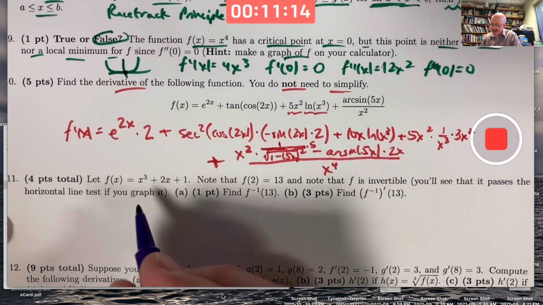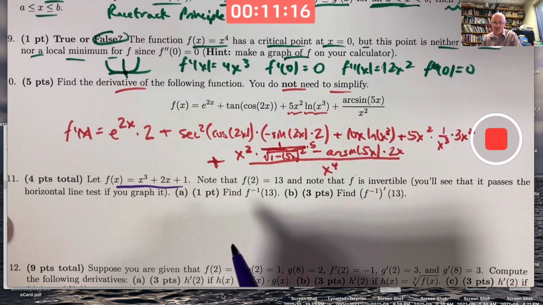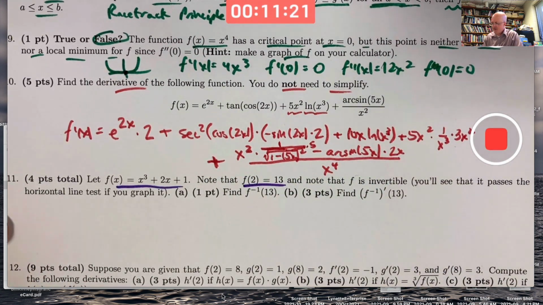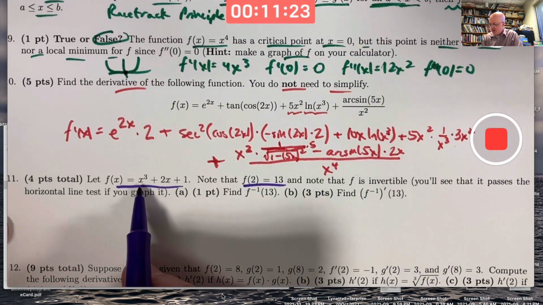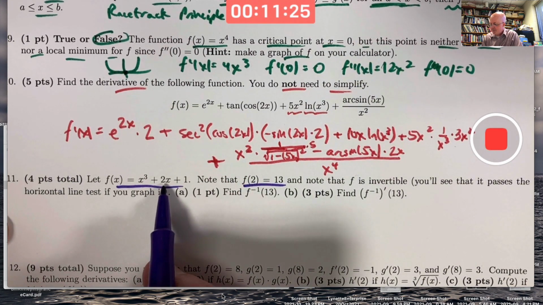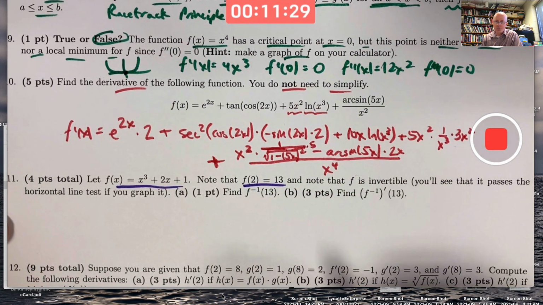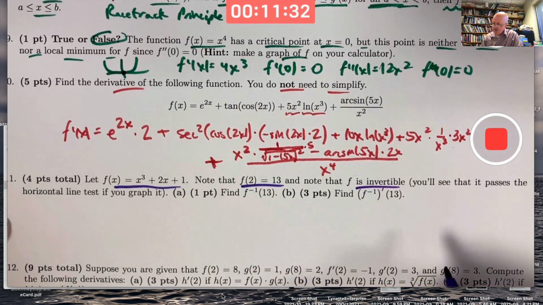All right. Let f of x equal x cubed plus 2x plus 1. Note that f of 2 is 13. That must be important. Otherwise, why would I note it? You could double check that. 2 cubed is 8, plus 2 times 2 is 4, so that's 12, plus 1 is 13. Yes, this is true.